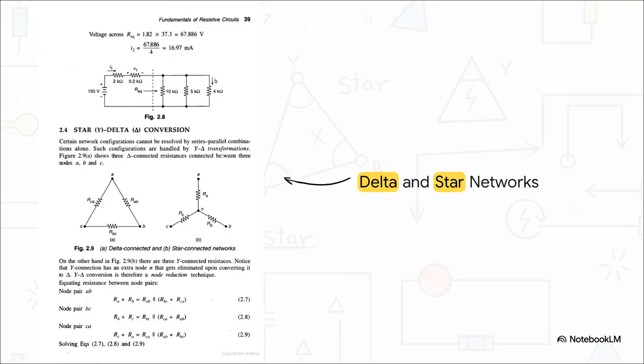Now, contrast this with the star-connected network. A lot of people call it a Y connection. Here, the branches all meet at one single central point where all the internal currents converge. Right now, seriously, do not worry about the math. Purely focus on visualizing these two distinct pathways.